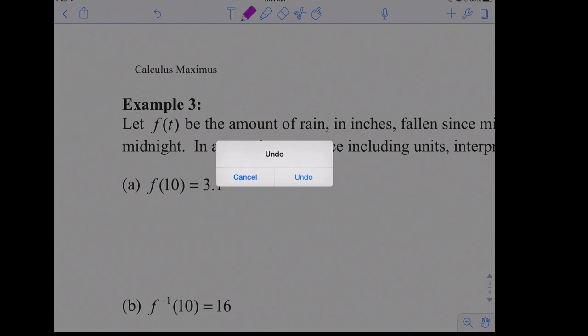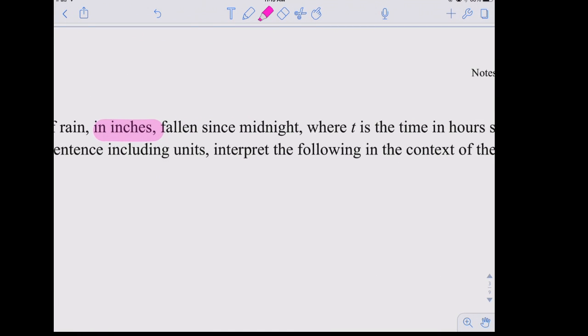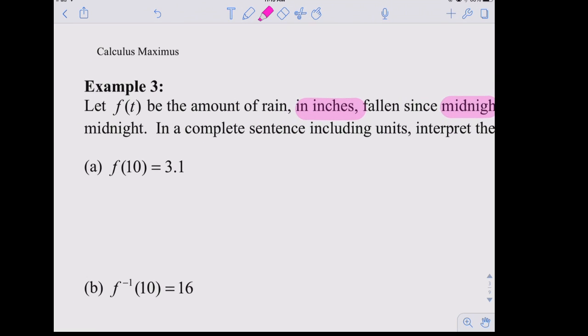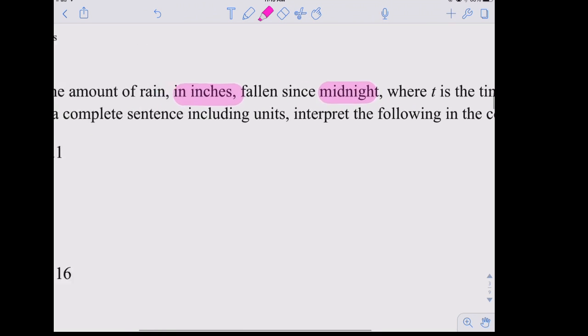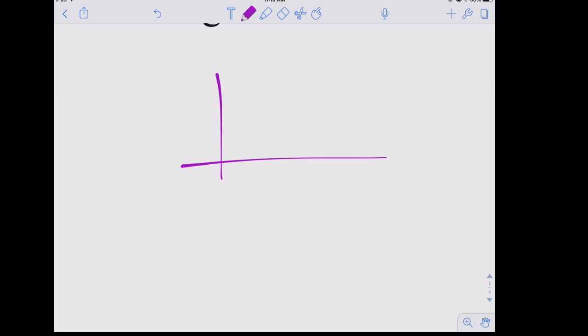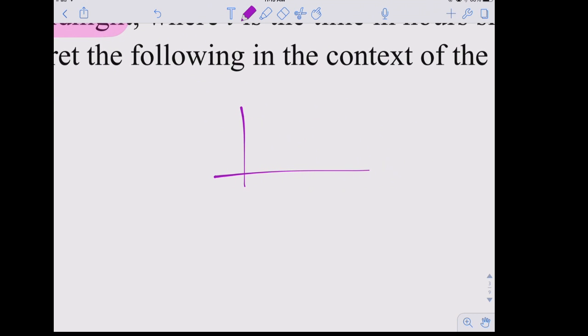Example 3. This one's kind of cool. Let f of t be the amount of rain in inches that has fallen since midnight, where t is the time in hours since midnight. So t equals 1 is 1 a.m., t equals 2 is 2 a.m., and so forth. In a complete sentence, interpret the following: f of 10 equals 3.1. I'm going to make my little first quadrant here, with rain in inches against hours. That's going to be our function. f is the inches of rain that have fallen since midnight.